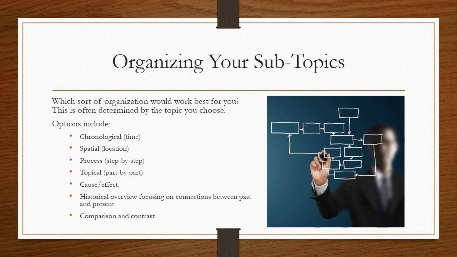Next, we're going to organize our subtopics, and that's the big question: how are you going to organize them? What is going to work best for you, and more importantly, what's going to work best for your topic. So some of your options include chronology, meaning time. You're going to start at the beginning and go, step by step through the chronology. Spatial, meaning locations. Are you going to look at this situation first, then that situation? Process, meaning step by step. Topical, piece by piece, by theme. Cause and effect, a historical overview focusing on connections between past and present, and the comparison and contrast.